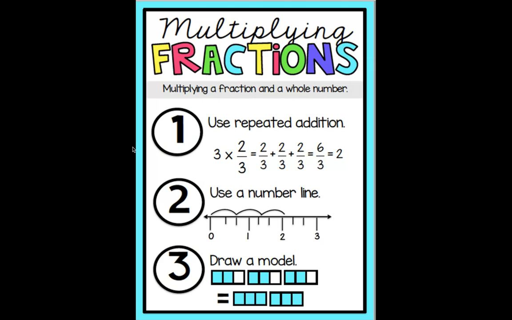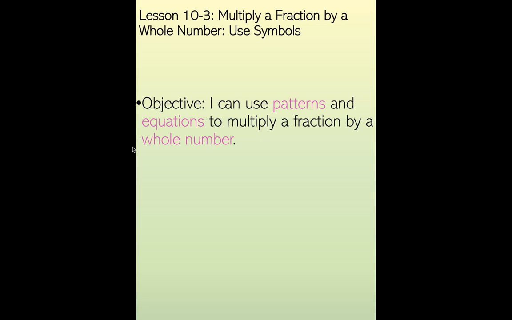All right, and this again is just a quick anchor chart for you about multiplying a fraction and a whole number. It shows you how multiplying a fraction times a whole number is the same thing as repeated addition. There's an example here on the number line of how you're jumping 2/3 and you get to the whole. And then number 3 shows you the model of adding it together and how it equals 2 wholes. So 3 times 2/3 is the same thing as saying 2/3 added together 3 times, which gives you 6/3, and that 6/3 turns into the number 2. All right, so I can use patterns and equations to multiply a fraction by a whole number.